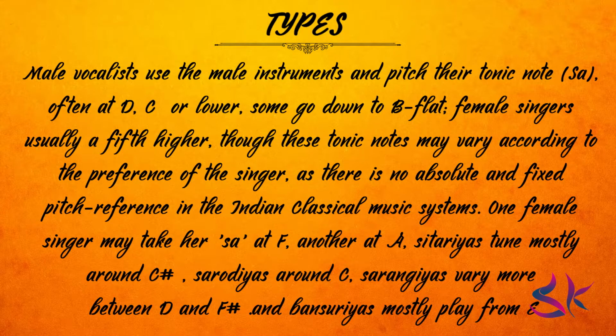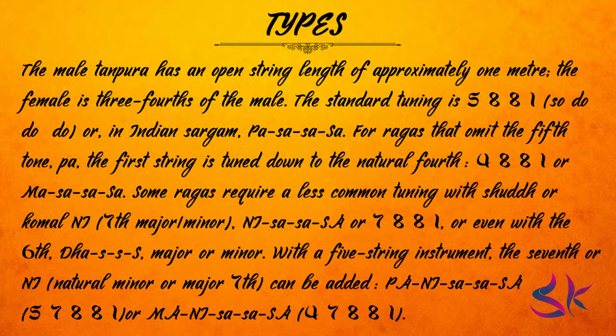Sitarists tune mostly around C sharp, sarodists around C, sarangists vary more between D and F sharp, and bansuri players mostly play from E. The male Tanpura has an open string length of approximately 1 meter, and the female is 3/4 of the male. The standard tuning is 5-8-8-1, or in Indian Sargam, Pa Sa Sa Sa. For ragas that omit the fifth tone, Pa, the first string is tuned down to the natural fourth, 4-8-8-1 or Ma Sa Sa Sa.